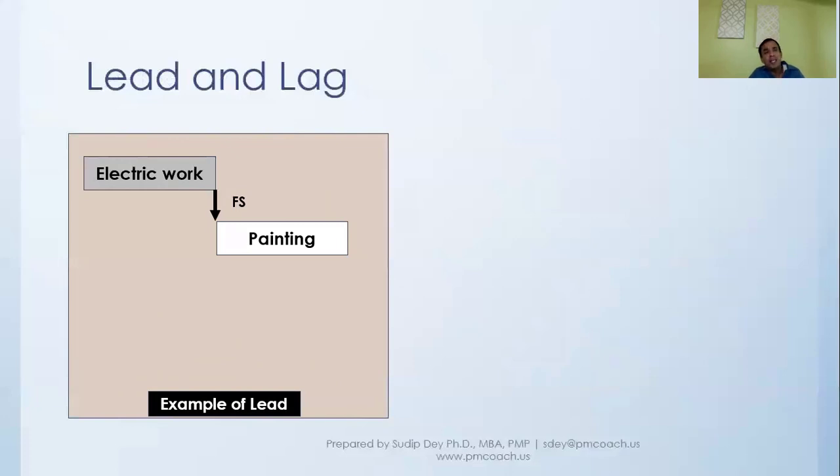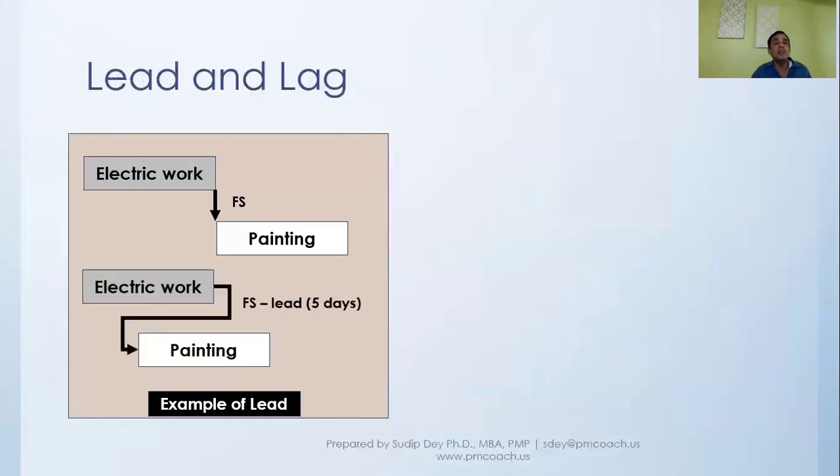Now we don't want to do painting before the electric work is completed, because then when the electric work is done, again we have to repaint any kind of things that is done on the wall because of the electric work. So what we need to do is our relationship is electric work is finished and then we'll start the painting. But then we realize that we don't need to wait for all the electric work to be finished. We can start the painting even before the electric work is finished.